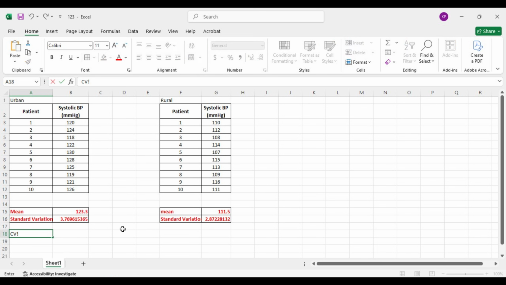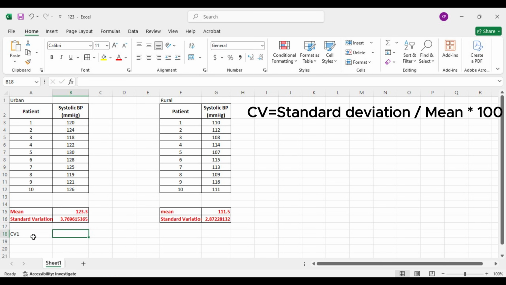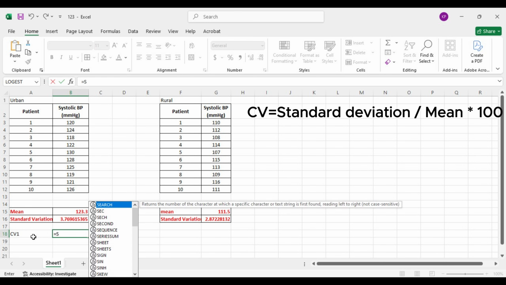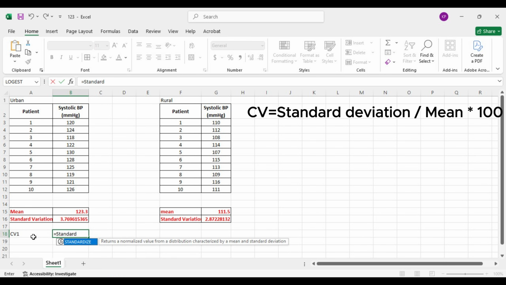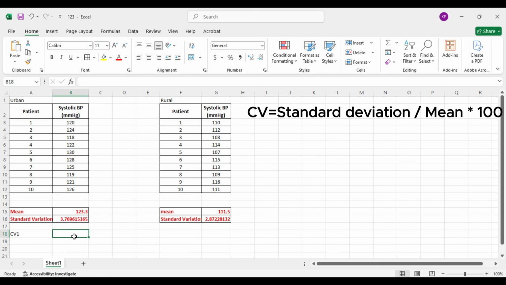Now calculate the coefficient of variance of the urban group. CV is equal to, the formula is standard deviation divided by mean into 100. So let's calculate.